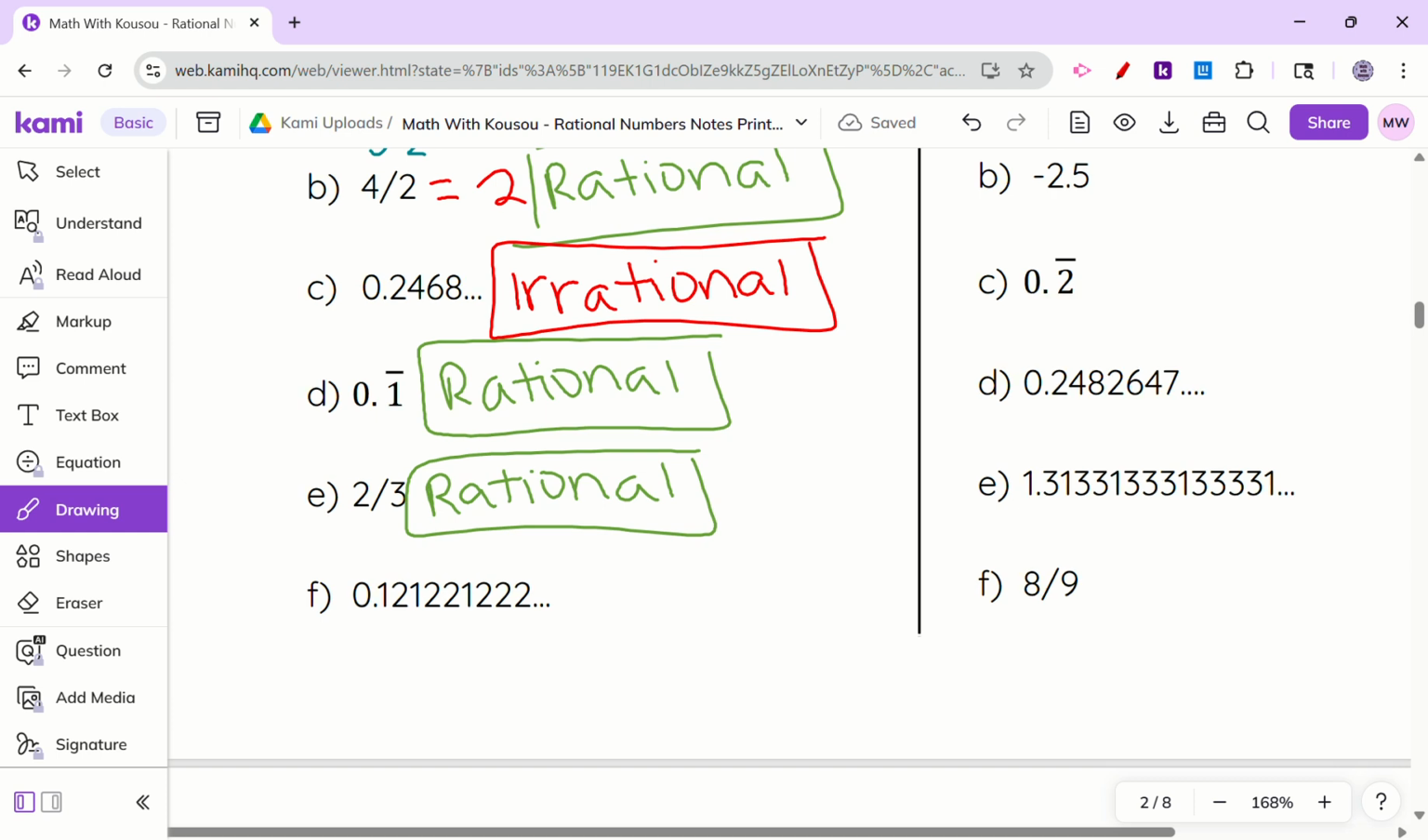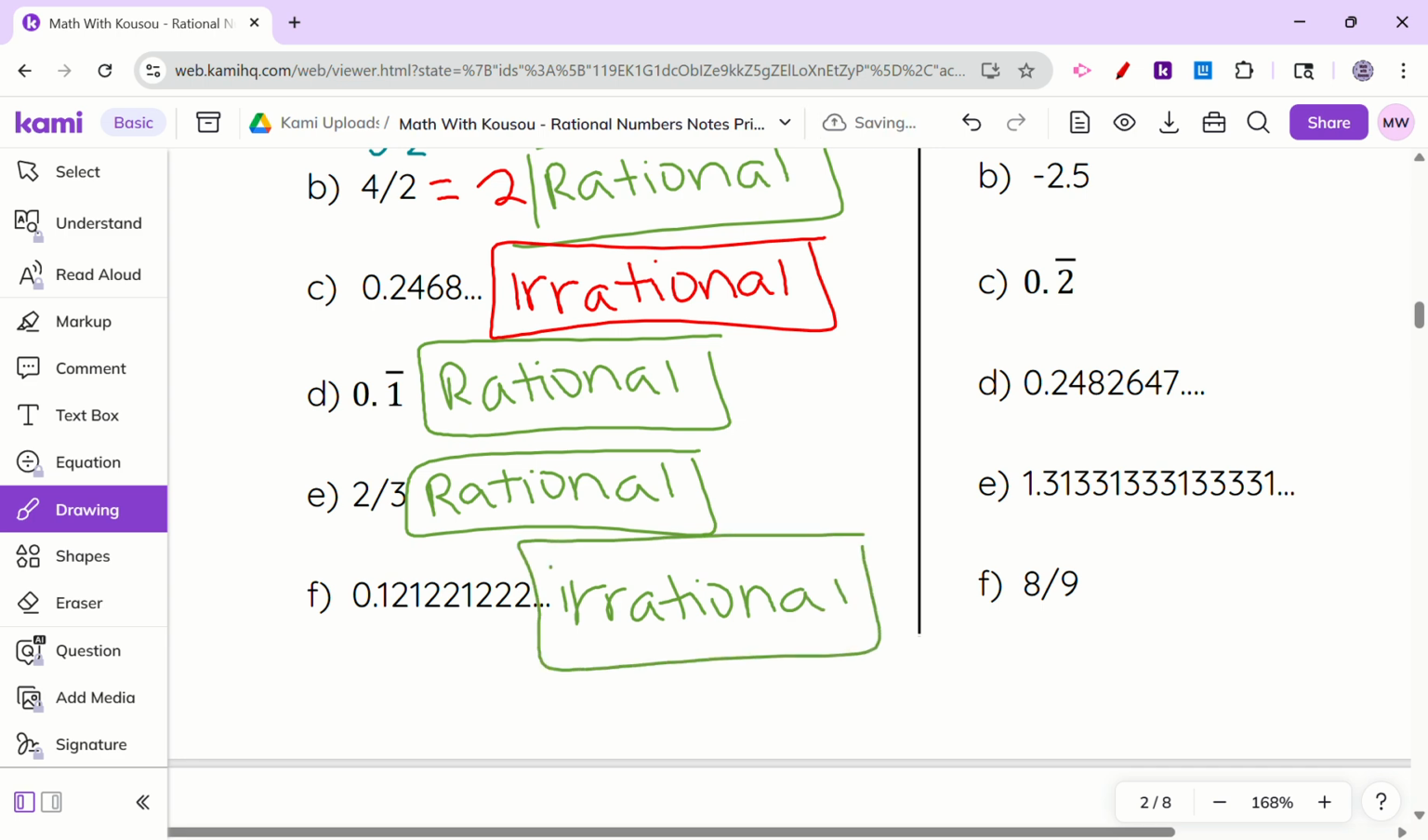All right, and then in F we have 0.121221222... So yes, it looks like there is a pattern here, but no, we don't know that for sure. We only know the digits that come after that last digit there if there is a repeating bar over it, which there is not. Because there is no repeating bar over it, and this decimal clearly goes on because of those 3 dots at the end, this is irrational. We don't know what the other digits are, and therefore we can't turn this into a fraction.